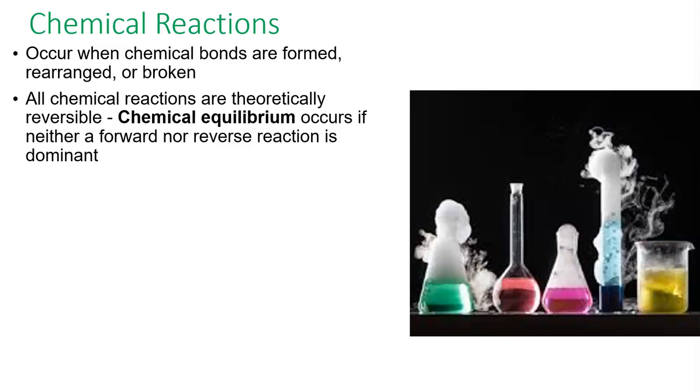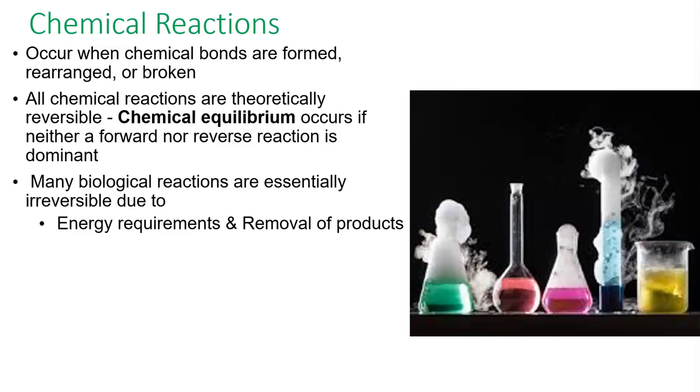Chemical equilibrium is what happens if there is no dominance of a forward or reverse reaction. So you don't have more carbon and oxygen double bonds forming than being broken, and you don't have more being broken than there are being formed. If that were the case, that would be considered chemical equilibrium.